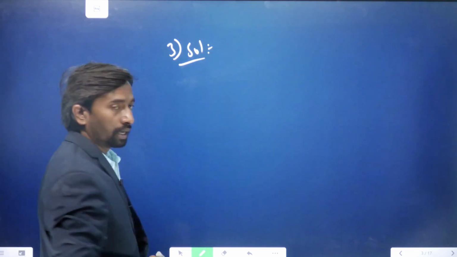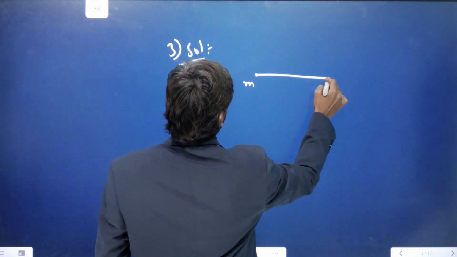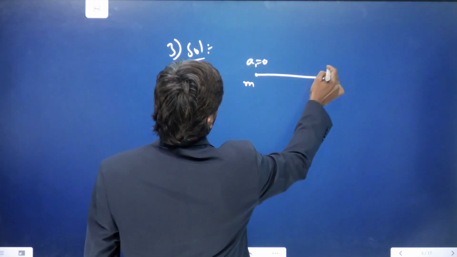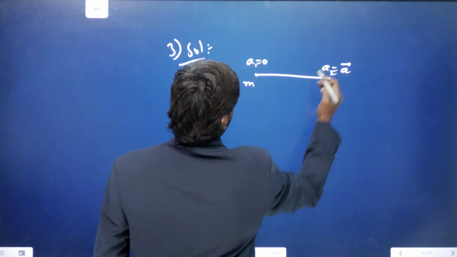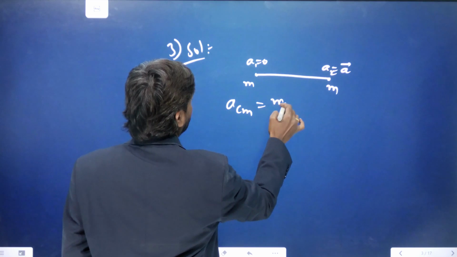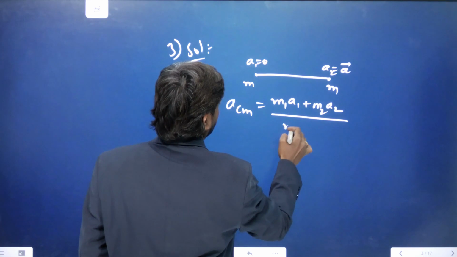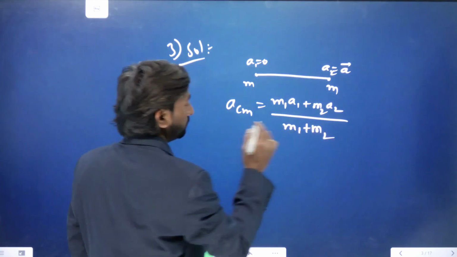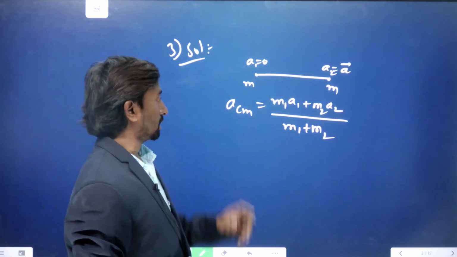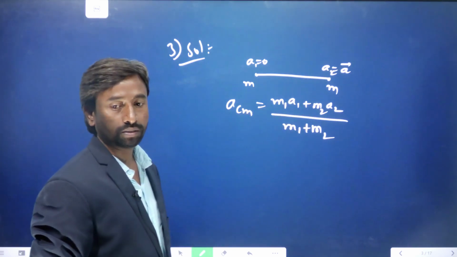So the two particles are identical. Identical means they have the same masses. So here we can write that M1 is M and M2 is also M. This one is at rest, so A1 we can consider 0, and A2 we can write as a bar. So now the acceleration of the center of mass ACM can be written as M1 A1 plus M2 A2 divided by M1 plus M2. This is the formula for the acceleration of the center of mass.